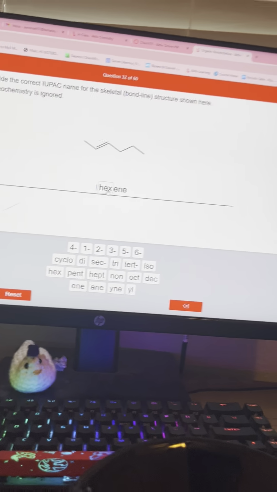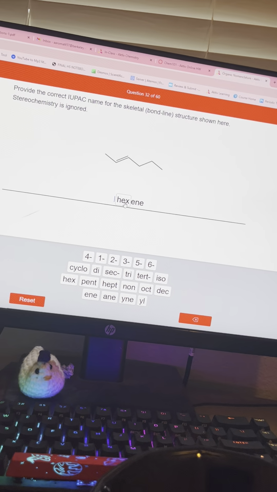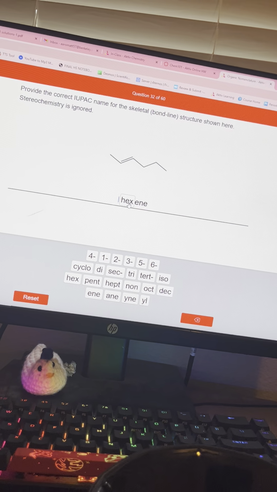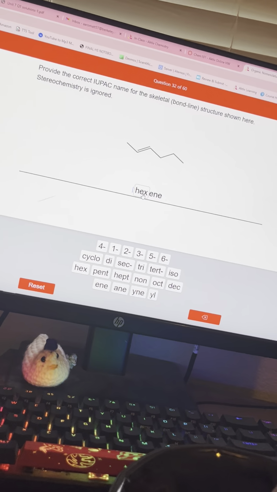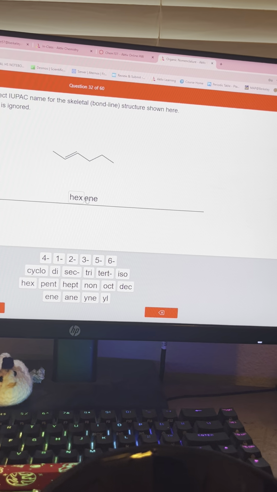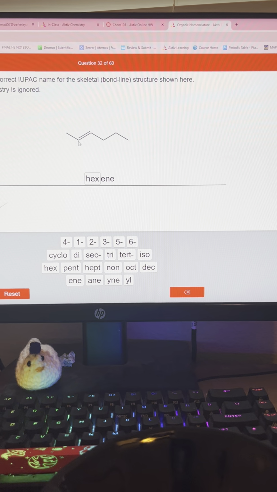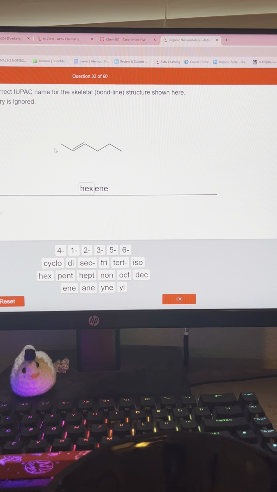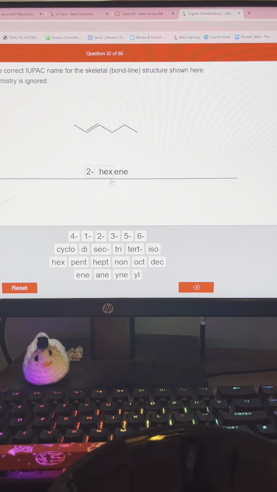And then with enes and then the ynes, you put a number where the double bond starts to signify where the double bond is on the structure. So we put a number where the double bond starts on the chain. So the double bond starts at 1, 2. Its double bond starts at 2. So I put a 2 in front of it like that.